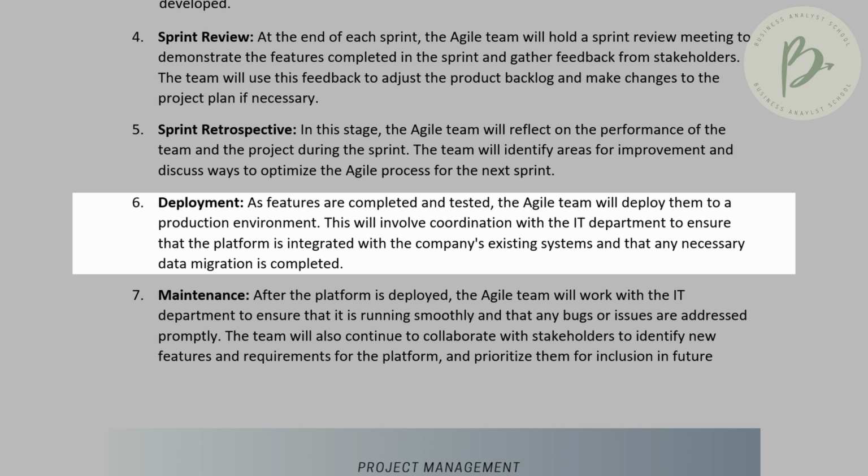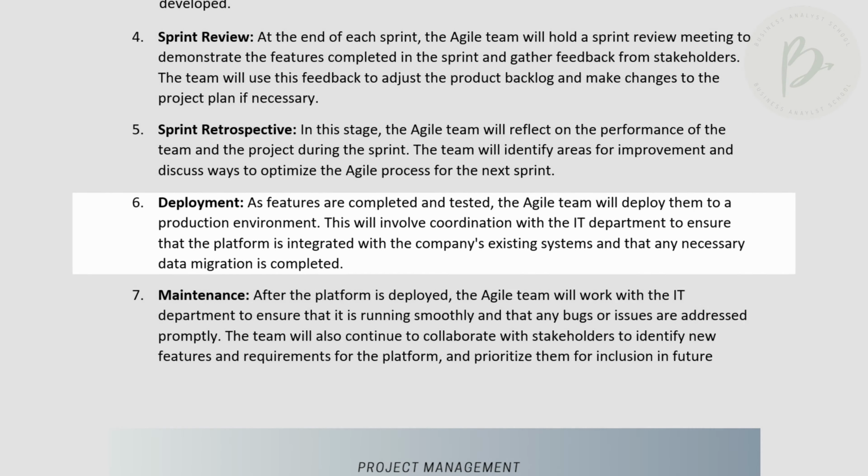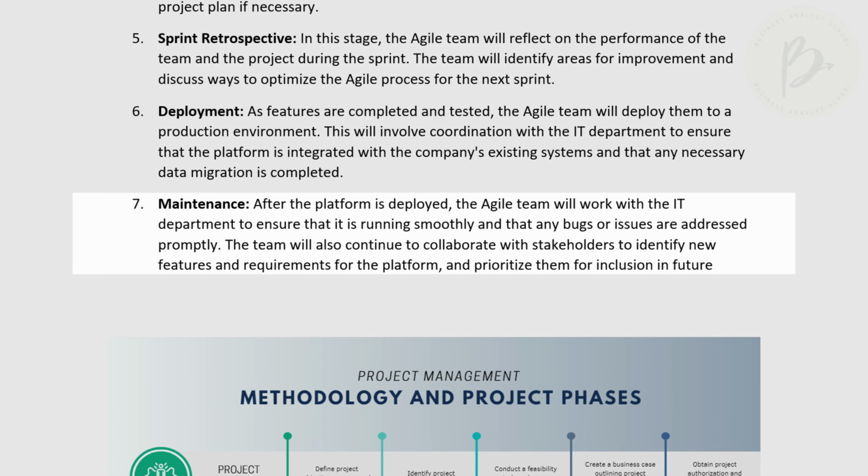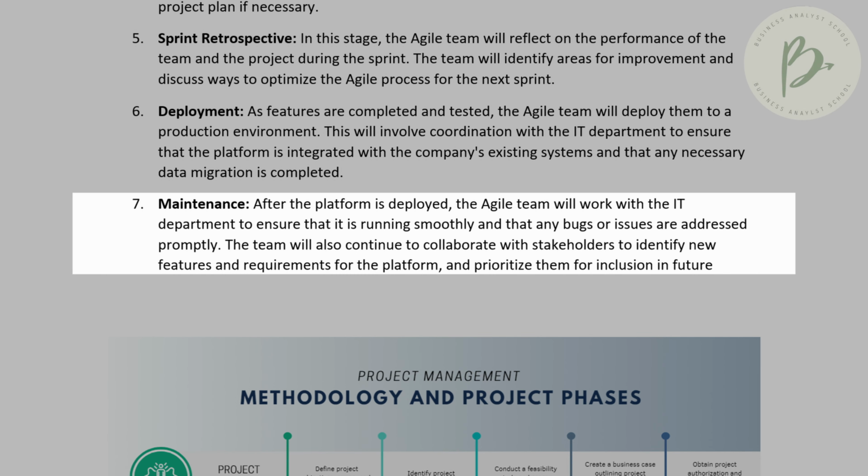This will involve coordination with the IT department. A lot of times we need the IT department to ensure that the platform is integrated with the company's existing systems, as well as any data migration that needs to be completed. The final stage of the Agile project lifecycle is maintenance. Okay, we need to maintain the system once we have gone live, once we've deployed it.